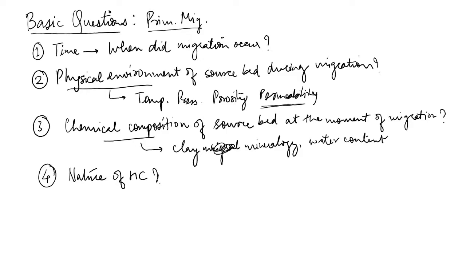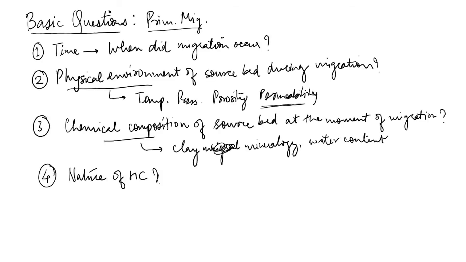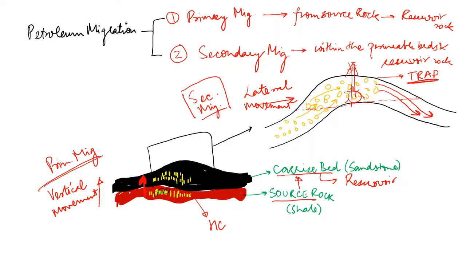All right. We are all aware that oil and gas are trapped in porous and permeable reservoirs, while the source rocks are impermeable beds. This is the basic premise that we were talking about, that source rocks are basically impermeable beds.